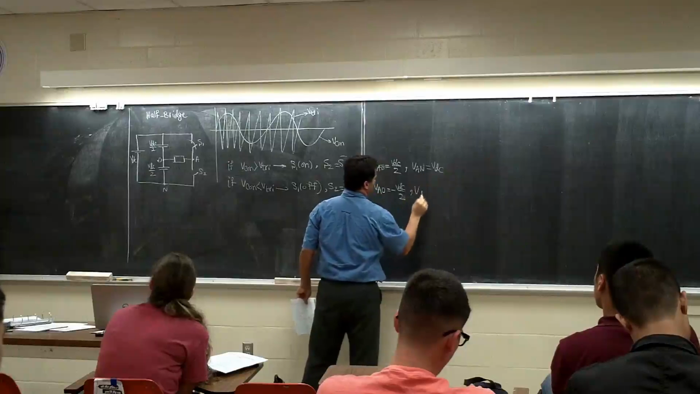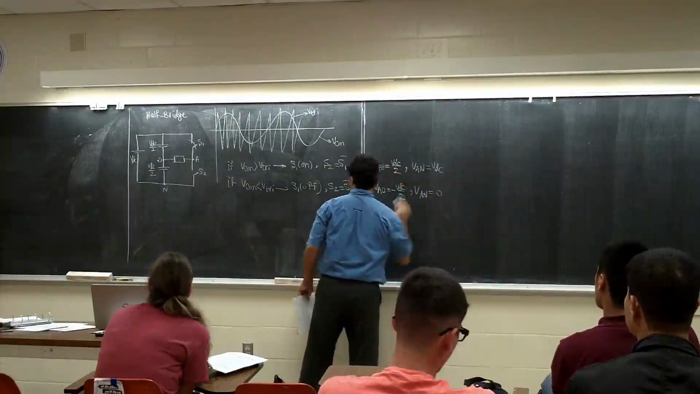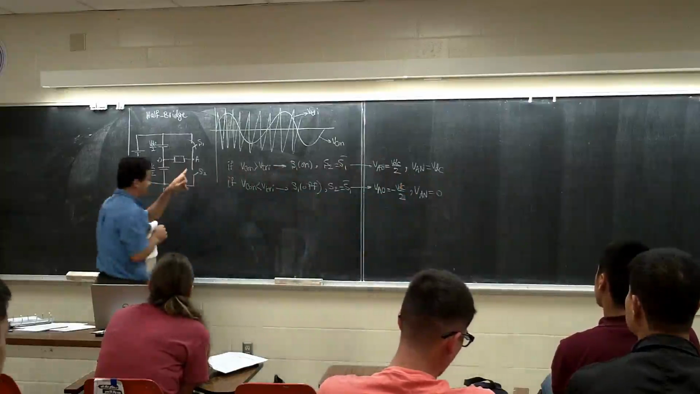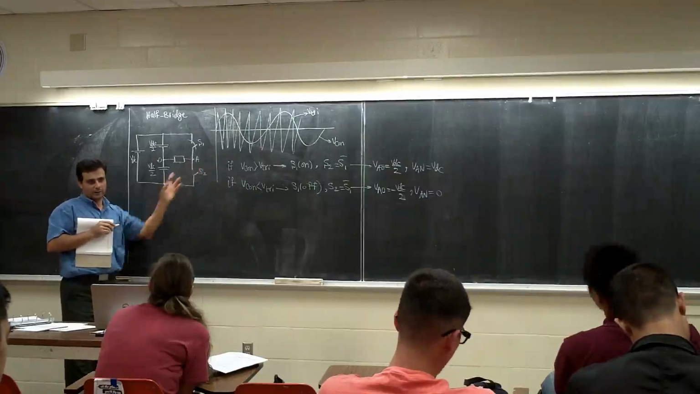And in this case, how much is the VAN? 0. If this switch is connected, A and N are shorted together, so VAN is 0.